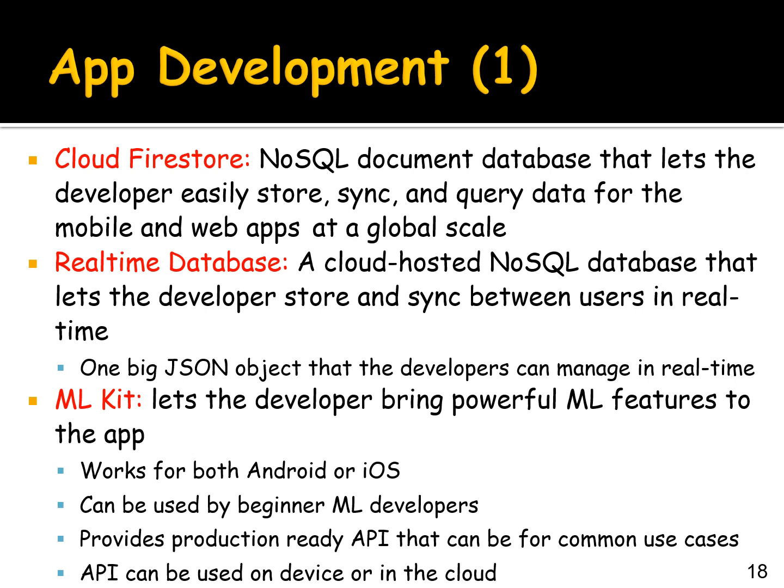The third one is machine learning kit or the ML kit. This is in its beta stage right now, but what it does is that it lets the developer bring powerful machine learning features that Google has already perfected to the app. It works on both Android and iOS and can be used by beginners and even practiced machine learning developers. It provides production ready API that can be used for common use cases. The API can be used on the device or in the cloud. So it also improves on that quality. Also, it can be used to deploy custom models as it supports TensorFlow Lite models.